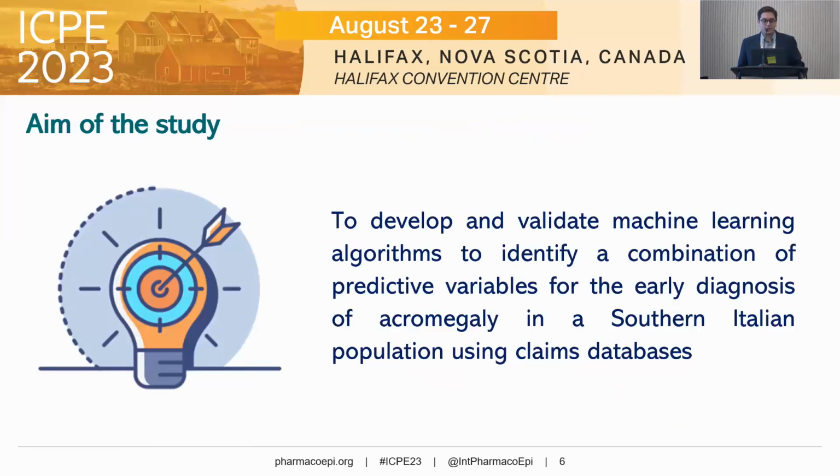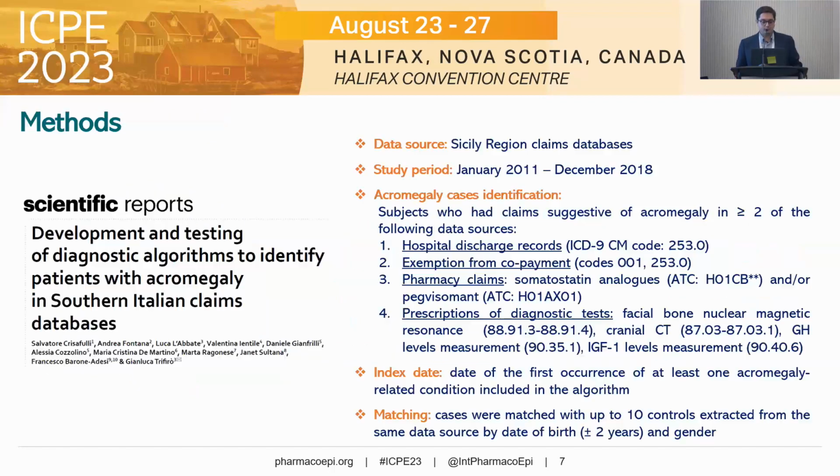As such, the aim of our study was to develop and internally validate both traditional statistical models and machine learning algorithms for the identification of a combination of predictive variables for the early diagnosis of acromegaly using claims databases of the Sicily region in southern Italy.